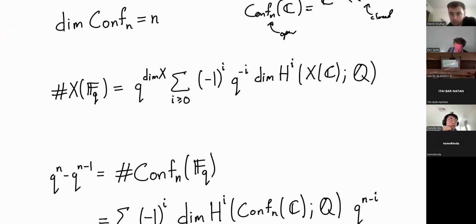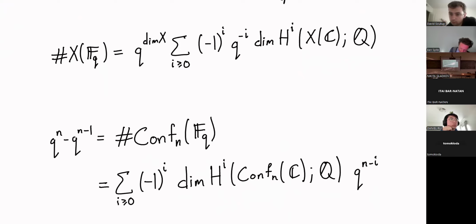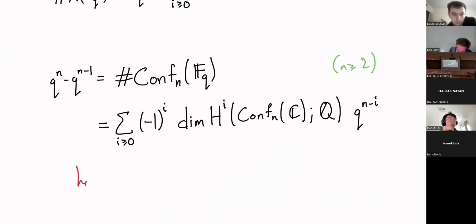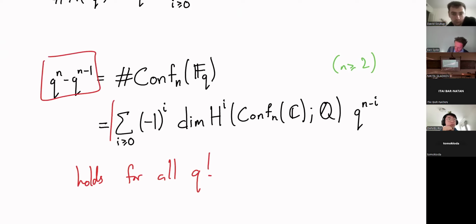And so I can just plug this in. So here's what we got. First of all, this number we computed by hand for n at least 2. But also that equals this alternating sum, where I factored the q to the n, q to the minus i, turn that into a q to the n minus i. Okay, cool. Great. But now, here's the thing to notice. This holds for all q simultaneously. This is true for every prime power q. And this is a polynomial in q. And this is also a polynomial in q.